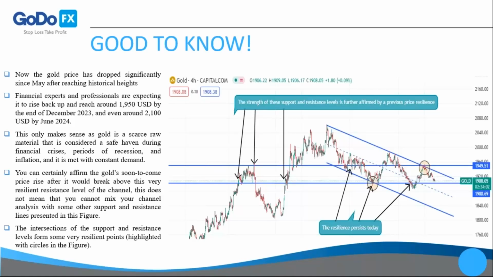And when you see your support or resistance intersecting with the channel, it forms a very resilient area. So we can see on the gold chart that the price tried several times to break the channel, but it couldn't. And at the intersection, it faced an immense resilience and it continued dropping afterward. So in summary, the intersections of support and resistance levels form some very resilient points. We highlighted them for you with circles in this image.